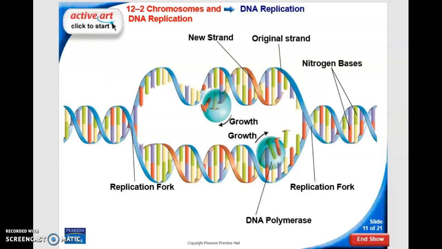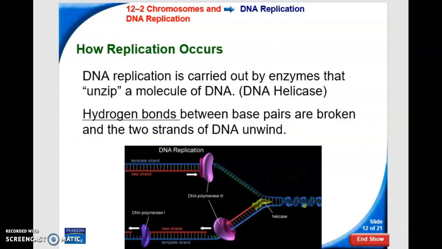Here's another pretty good picture of it. You see the replication forks on both sides where it's splitting. And then the new bases come through, and that's how you get a brand new DNA strand.